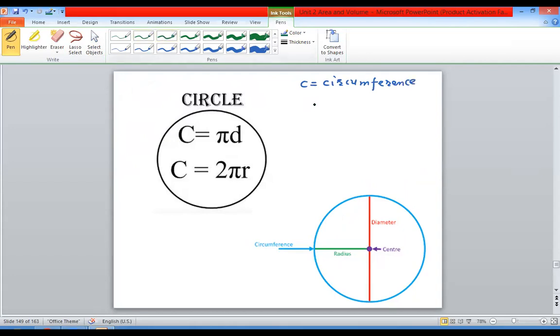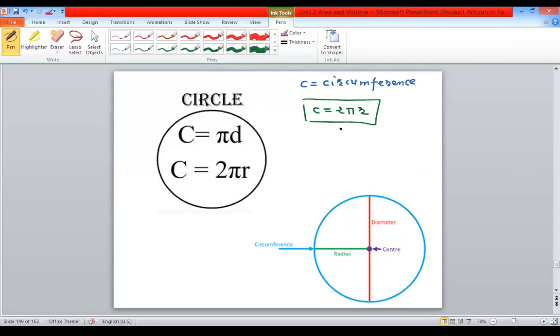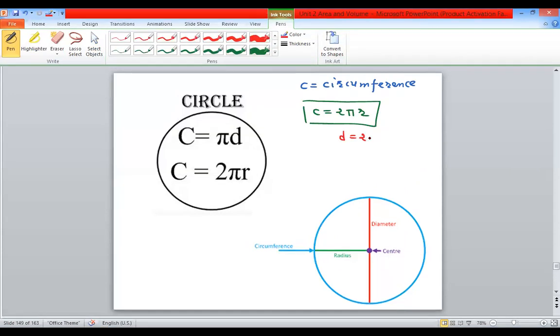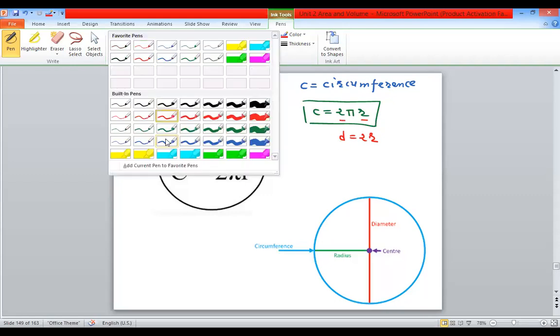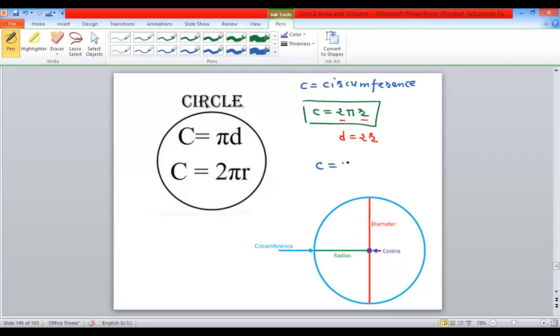You must remember circumference is 2πr, and we know this is one formula. Circumference is 2πr, where r is the radius and C is the circumference. And another, we know the relation between the diameter and the radius: D is equal to 2r. So in this formula, I have a 2 and r. In place of 2r, I can put the value of D. So I get the new formula, C is equal to πD. Here D is the diameter.